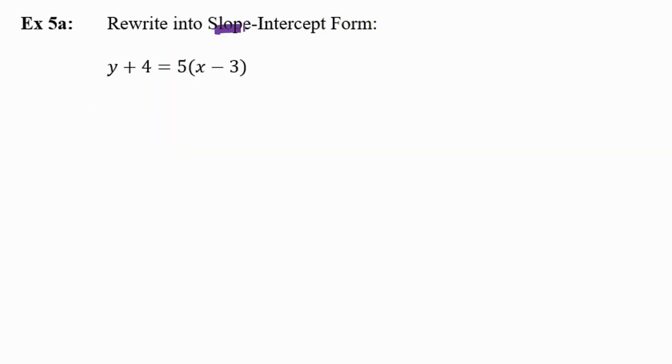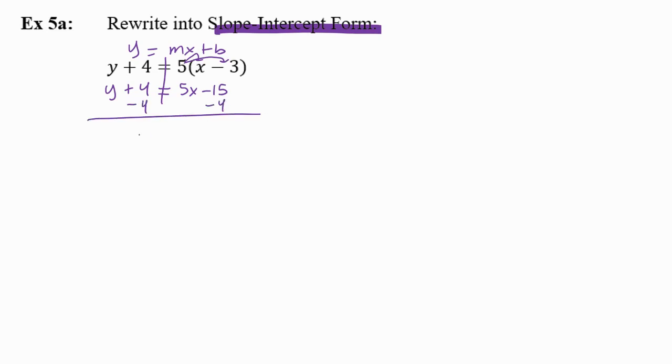All right, 5a, again, we want slope-intercept form. So slope-intercept form is going to be y equals mx plus b. Notice that has no parentheses and y is by itself. So first thing we're going to want to do is distribute. On my left, we're going to bring it down. 5 times x will give me 5x. 5 times a -3 will give me -15. We need to get rid of the constant on the left, so add 4 on both sides.